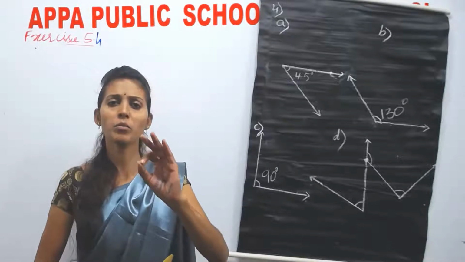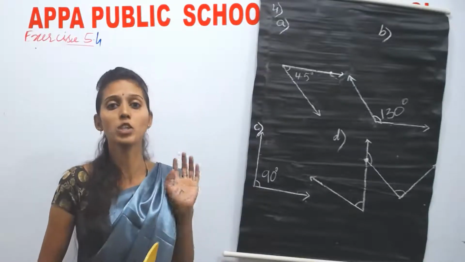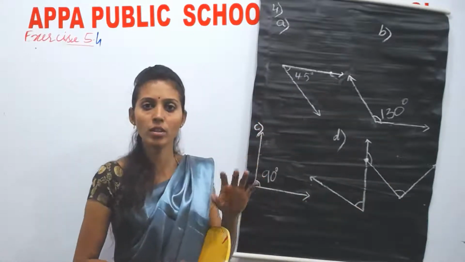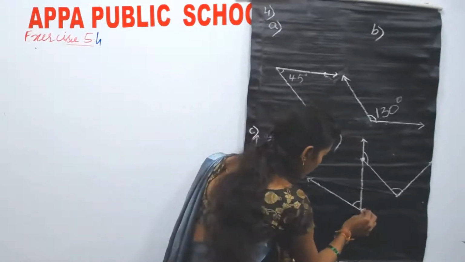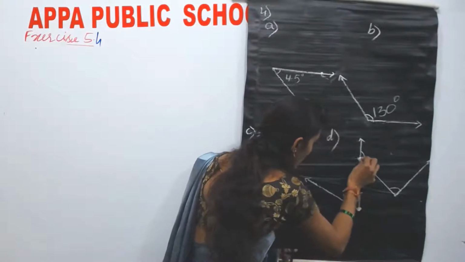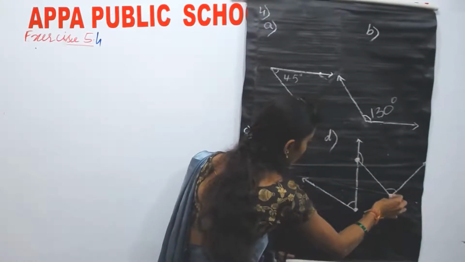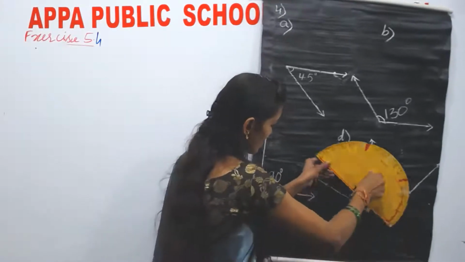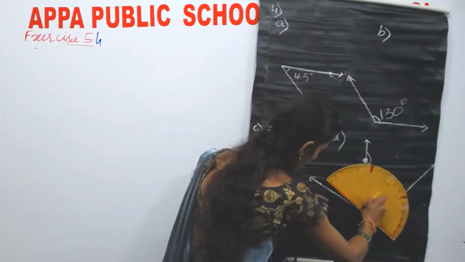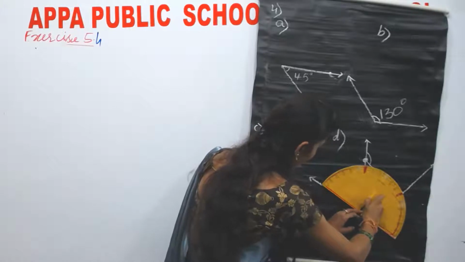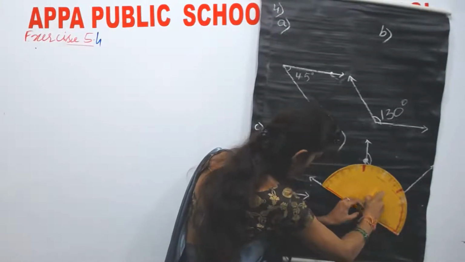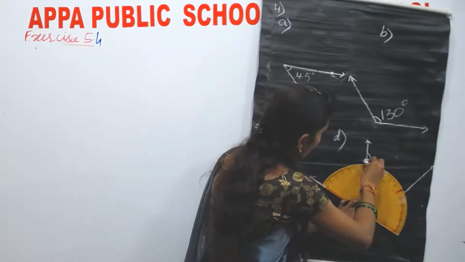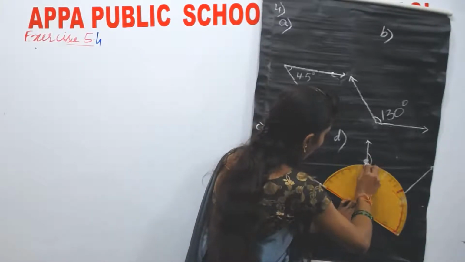Okay? Next, D1. See, here 3 angles are there. Almost everyone will get confused here about how to measure. Same trick, whatever you used here, you have to do here also. Here we have 3 angles, along with that we have 3 vertices also. So first, to measure this, I'll keep the center and baseline here.